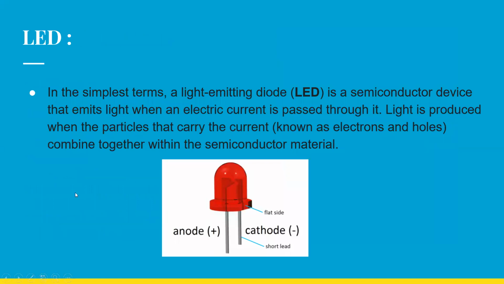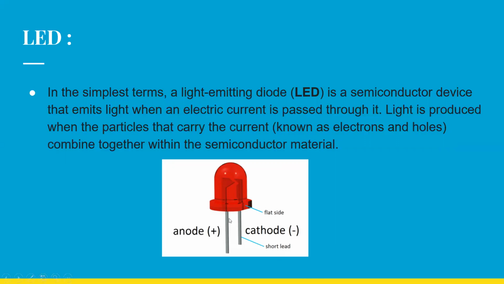Next, LED. In the simplest terms, an LED is a semiconductor device that emits light when an electric current is passed through it. Means whenever current is there, only then will the LED glow. Light is produced when the particles that carry the current combine with the semiconductor material.